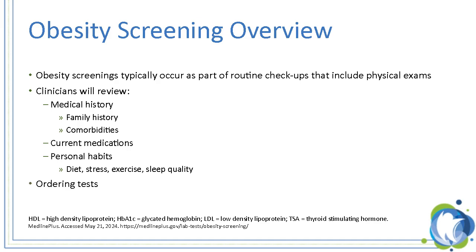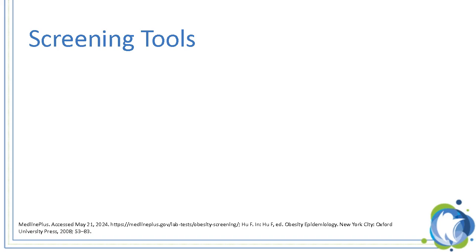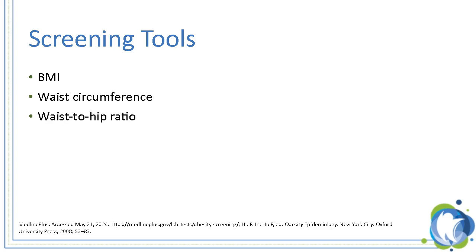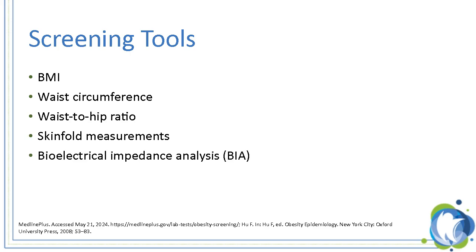Some blood tests that can be helpful include cholesterol panel, hemoglobin A1C, and a TSH. Screening tools that we can use to assess a patient for overweight and obesity include BMI, waist circumference, waist to hip ratio, skin fold measurements, and BIA, bioelectrical impedance analysis.